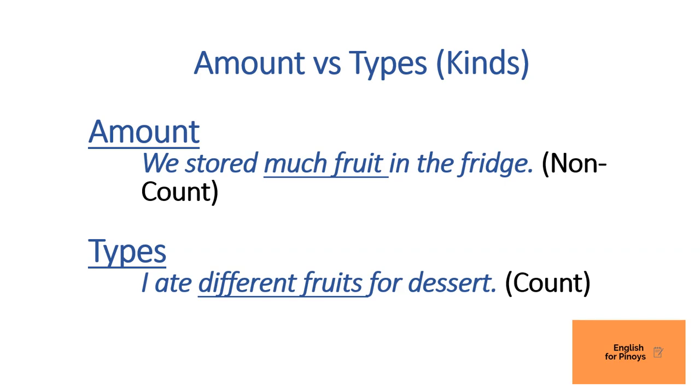For example, I ate different fruits for dessert. For example, you ate mango or apple and strawberry and bananas. Okay, so you ate different kinds of fruits. So then you can say I ate different fruits for dessert. It's now a count noun.